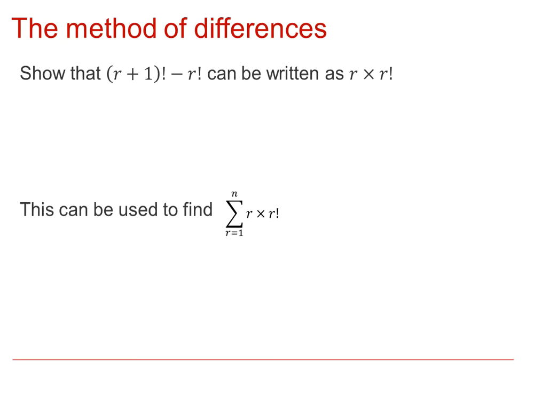In showing that r plus 1 factorial minus r factorial can be written as r times r factorial, you would therefore write it as r plus 1 times r factorial minus r factorial, taking out plus 1 and then minus 1.